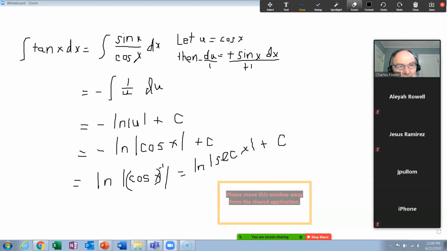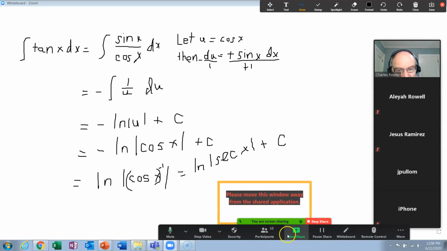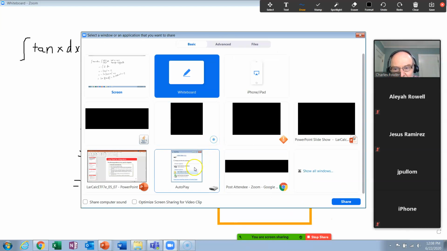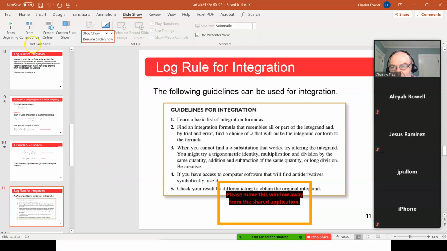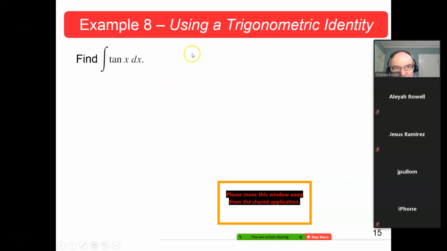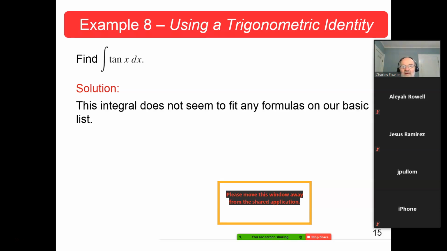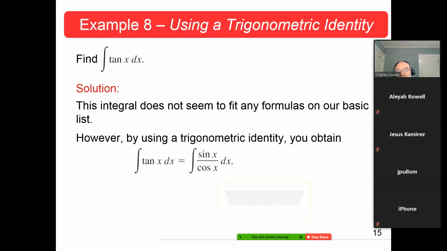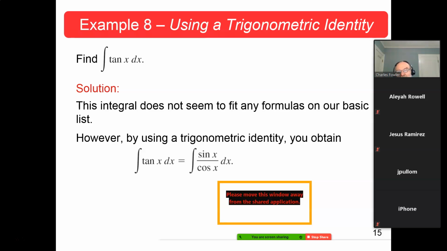Let's see how they did do the problem. So let's move back to our 5.7 and go back to the current slide, which is the one we just left, and let's advance from there. All right, that integral does not seem to fit any of the formulas of your basic list. That's why I said know your basic formulas. However, by using the quotient identity, tangent is sine over cosine, now you have it in a form that does look like what you're looking for.